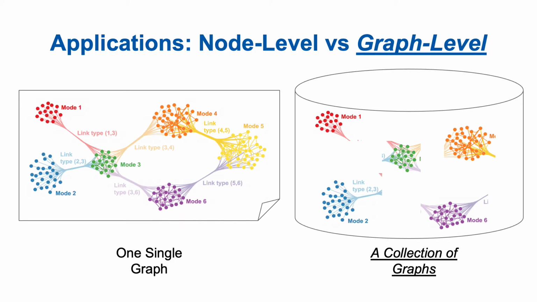Graph operation can be grouped at two different levels. First, at the node level, in which you have a single graph and you want to be able to predict either properties of nodes or edges. On the right-hand side, which illustrate the graph operation at the graph level, where you have a collection of graphs and you want to make prediction and inference on the graph, treating a graph as a unit.